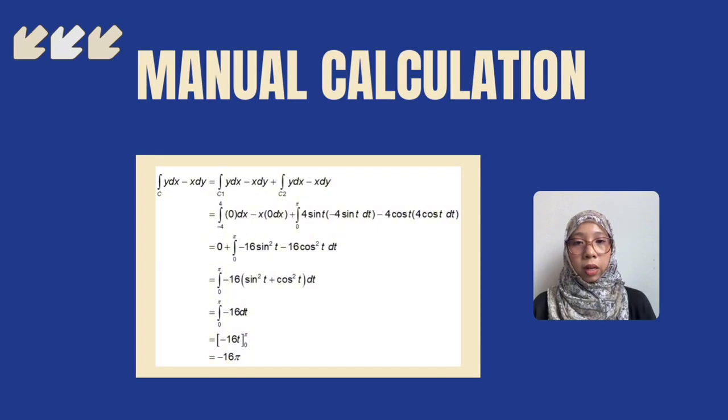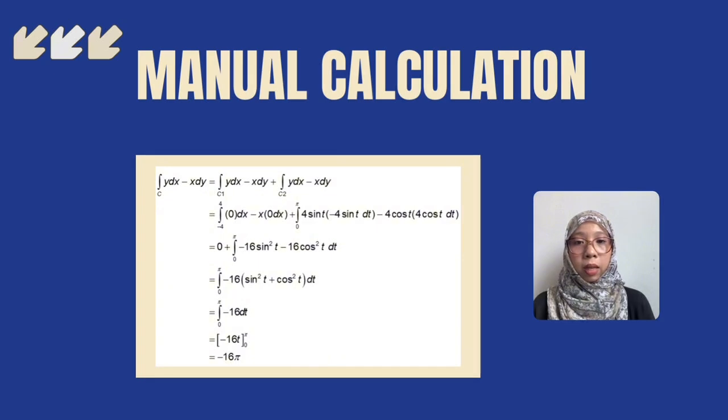The total line integral along C is the sum of the integral over C1 and C2. First, let's look at C1. When we substitute y equal to 0 and dy equal to 0 dx into the expression y dx minus x dy, the entire integral becomes 0. Next, for C2, we substitute our trigonometric parameterization values. This changes our integral limits from 0 to pi.